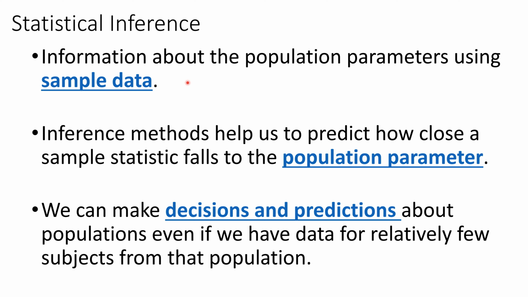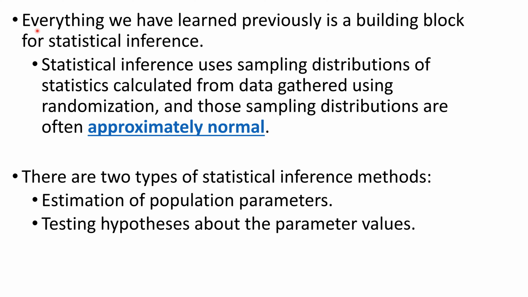In this video, we are going to talk about statistical inference. Statistical inference is about getting information about a population parameter using sample data. Inference methods help us to predict how close a sample statistic falls to the population parameter. We can make decisions and predictions about populations, even if we have data for relatively few subjects from the population. Everything we have learned previously is a building block for statistical inference.